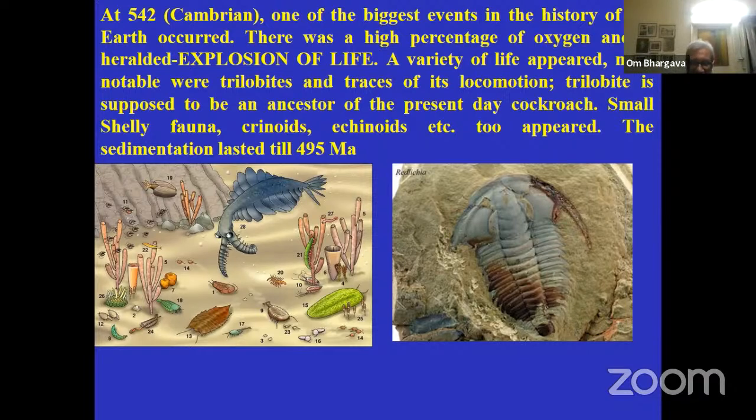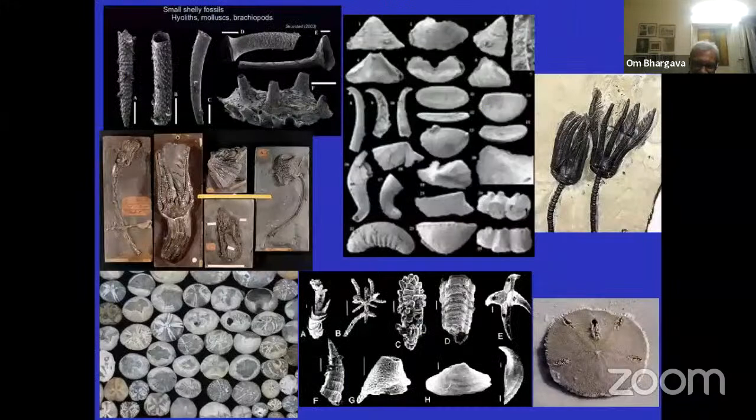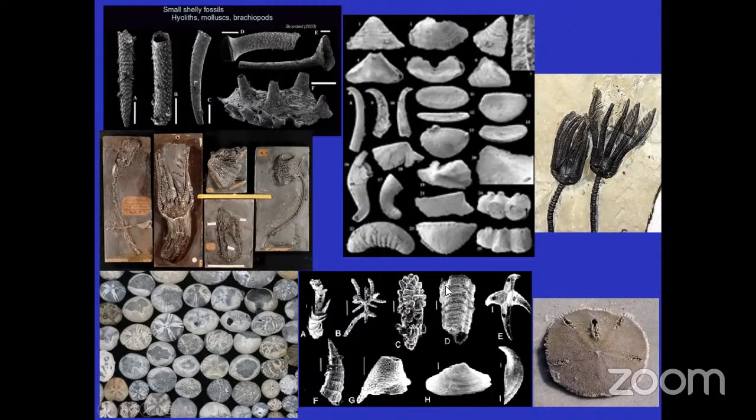And we have shelly fauna, crinoids, echinoids, they all appeared, and the sedimentation lasted till 495 million years. And these are the type of fossils which you get in the Cambrian. You can see echinoids, sea lilies, some primitive brachiopods, small shelly fauna, and some trilobites we have already seen.